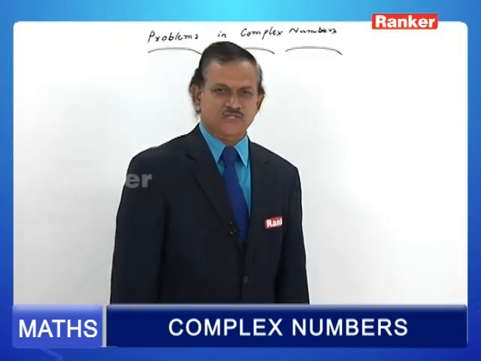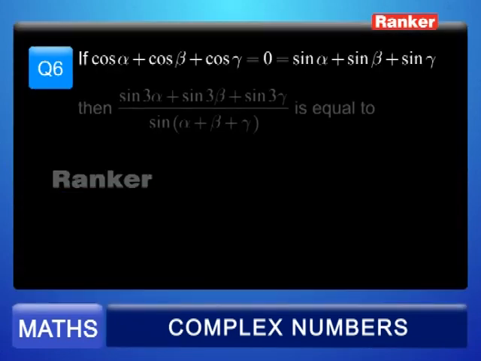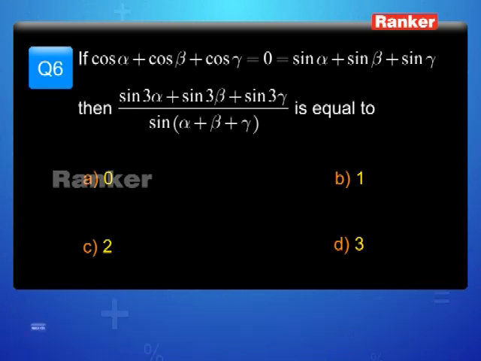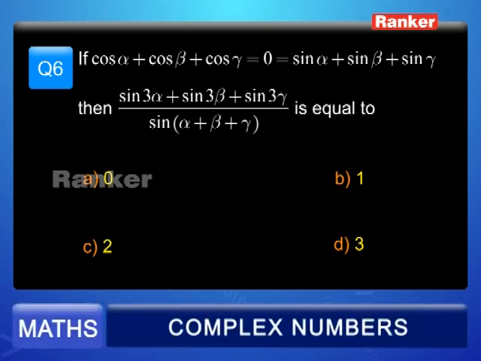Now it is the time for us to go through the next question, that is question number 6. In this question, he has given cos alpha plus cos beta plus cos gamma is equal to 0 is equal to sin alpha plus sin beta plus sin gamma. Then the value of sin 3 alpha plus sin 3 beta plus sin 3 gamma by sin of alpha plus beta plus gamma is equal to. Option A is 0, option B is 1, option C is 2, and option D is 3.